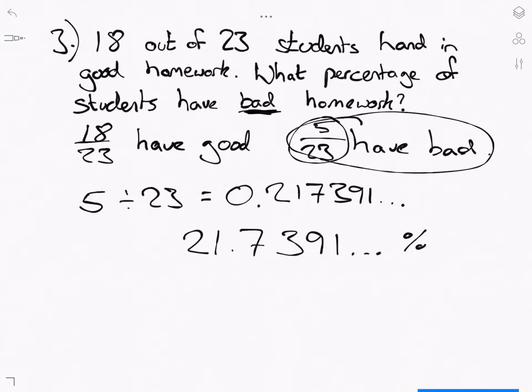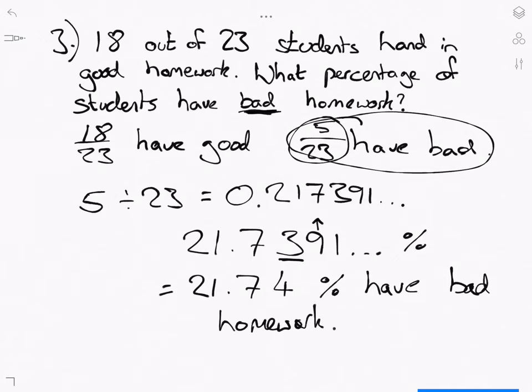And I don't want you to leave it as a horrible decimal, so we're going to round. Let's round to 2 decimal places. So this is 21.74 because we're rounding to 2 decimal places, so the 9 goes up. Okay, so that's our answer. 21.74% have bad homework. So we can write that in, make sure we're extra clear.